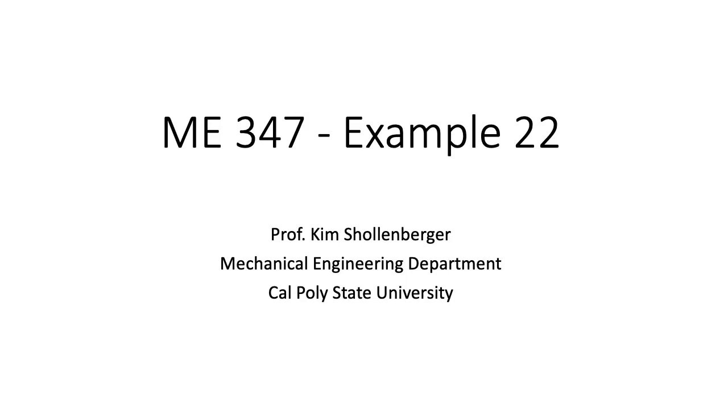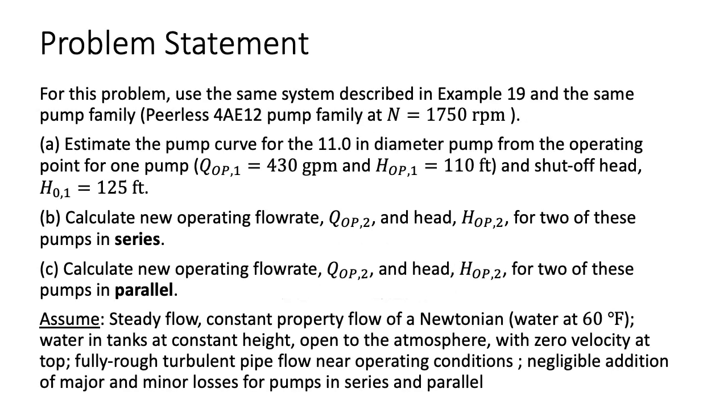ME347, Example 22. For this problem, use the same system described in Example 19 and the same pump family, which is the Peerless 4AE12 pump family operating at 1750 revolutions per minute. For Part A, estimate the pump curve for the 11-inch diameter pump from the operating point for one pump and shutoff head at zero flow rate.